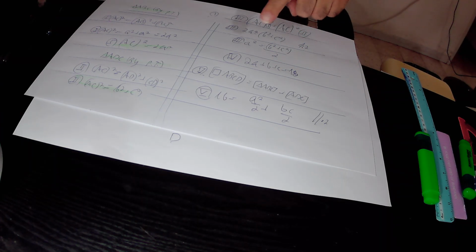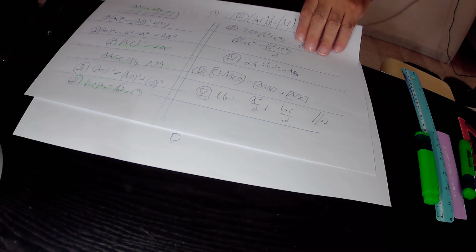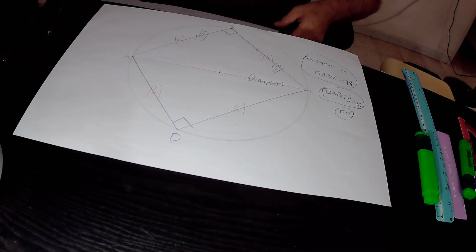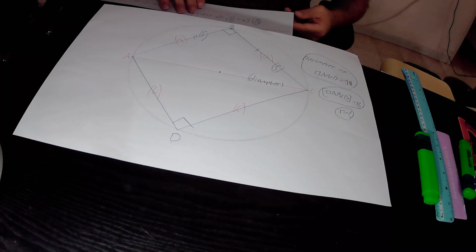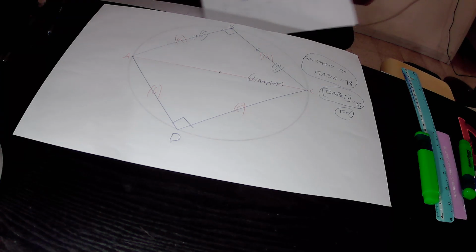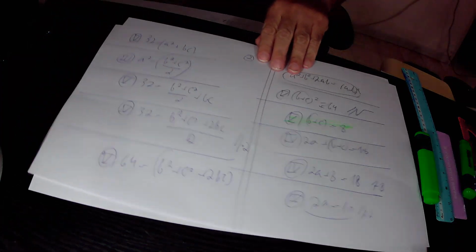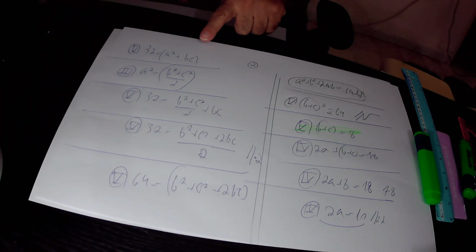So in total, we find that 16 equals A squared over 2 plus BC over 2. Here we multiply this equation, equation 5, by 2 and find that 16 times 2 is 32, which equals A squared over 2 times 2, that is A squared, plus BC over 2 times 2, that is BC. So in total, 32 equals A squared plus BC, according to equation 5.